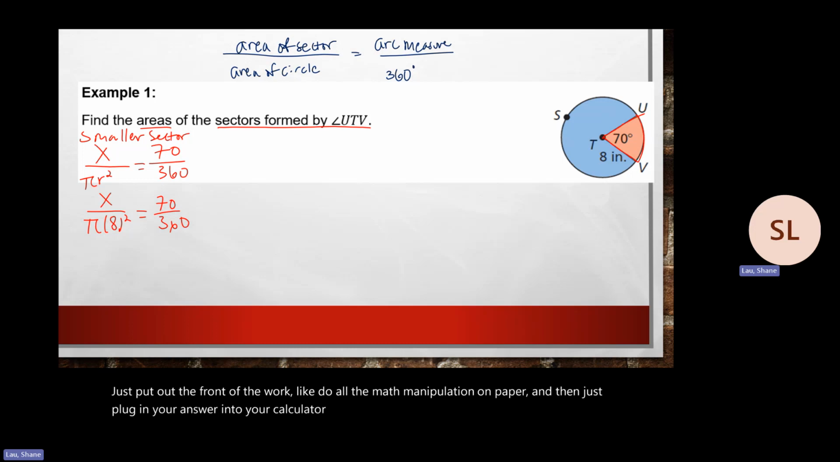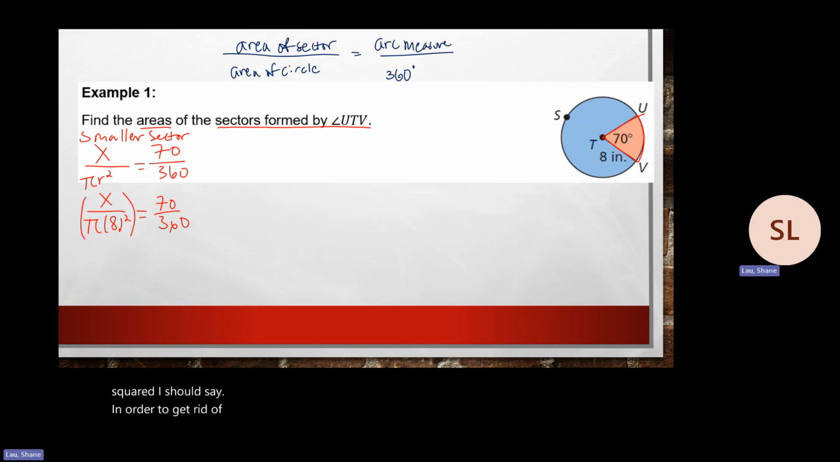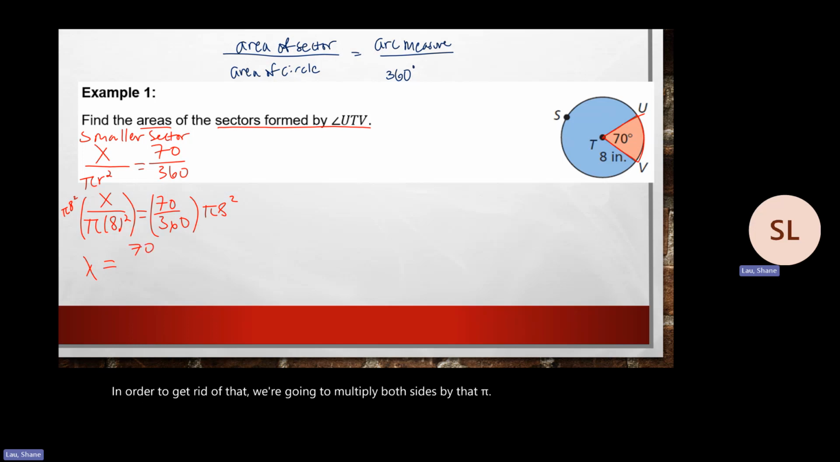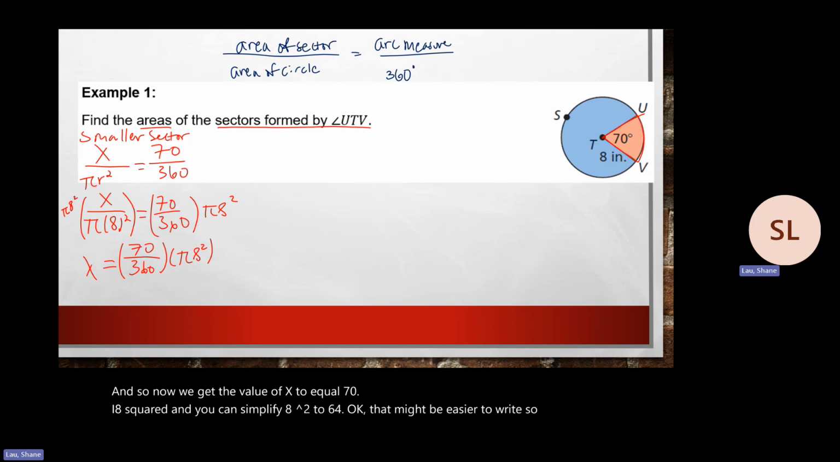So in order to get rid of this pi, 8 squared, I should say, we're going to multiply both sides by that pi, 8 squared. Anything we do on one side, we have to do the other side. And so now we get the value of x to equal 70 over 360 times pi 8 squared. And you can simplify 8 squared to 64. That might be easier to write so that you're not confused.